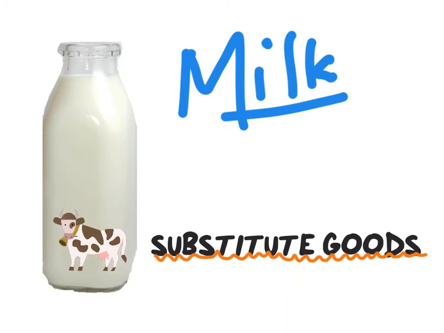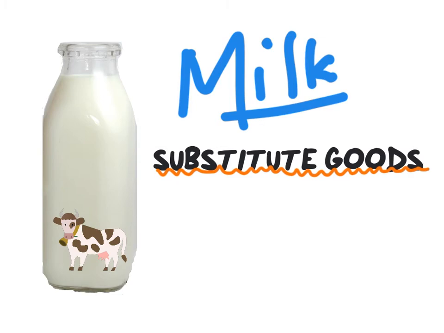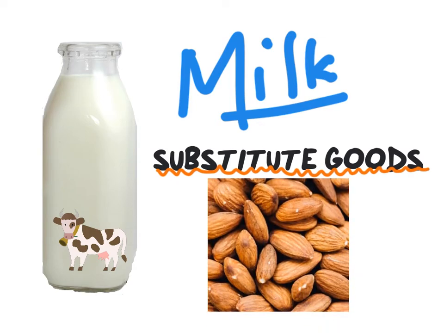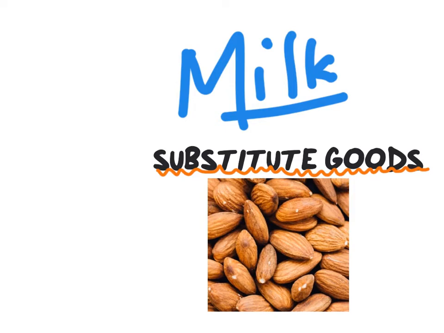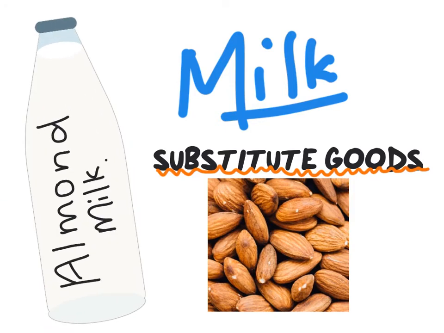A substitute good for milk should serve the same purpose. For example, almond milk. Almond milk can be used instead of ordinary milk. It's important to note that the price of almond milk will affect the quantity of our ordinary milk. If the price of almond milk increases, almond milk becomes more expensive, hence it will increase our demand for ordinary milk.